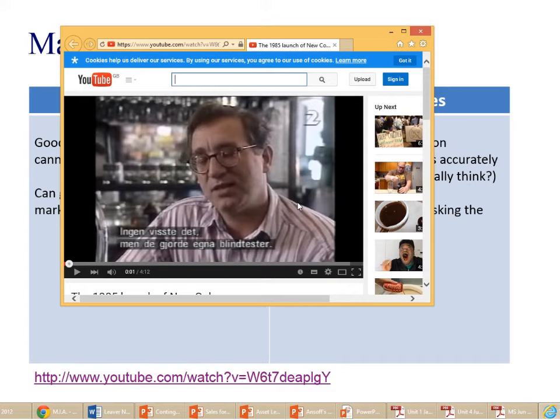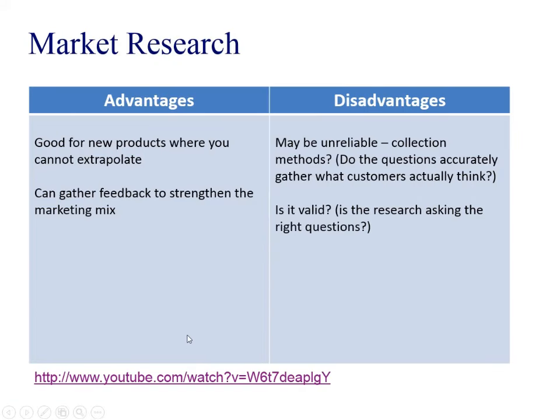So it would be new Coke from now on. And people didn't like that idea. They thought, well, it's nice as an alternative, but we don't really want that to happen, to get rid of the old one. So that can be a problem of market research.